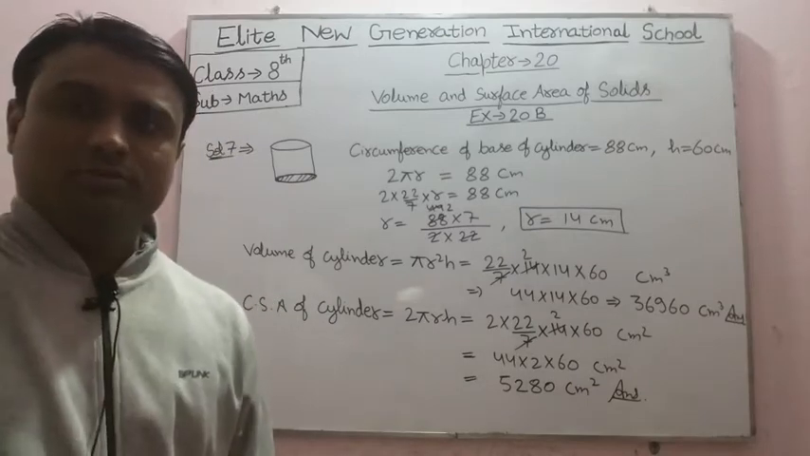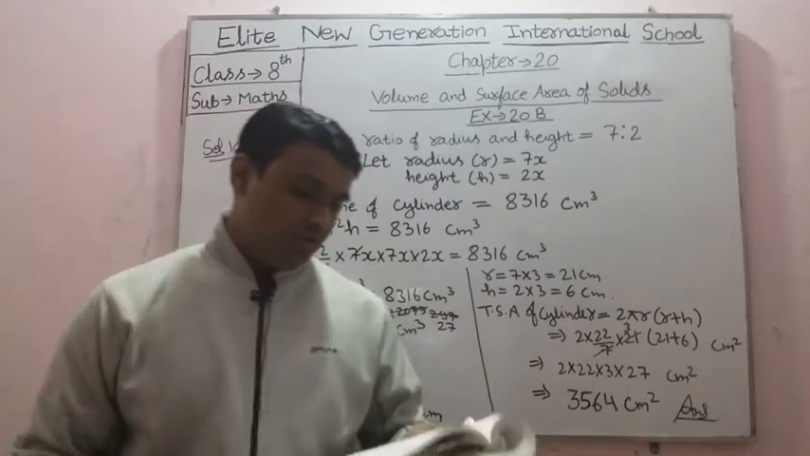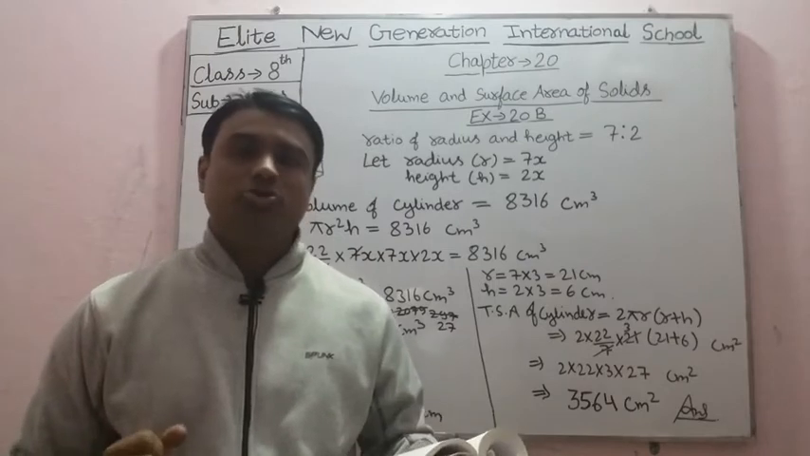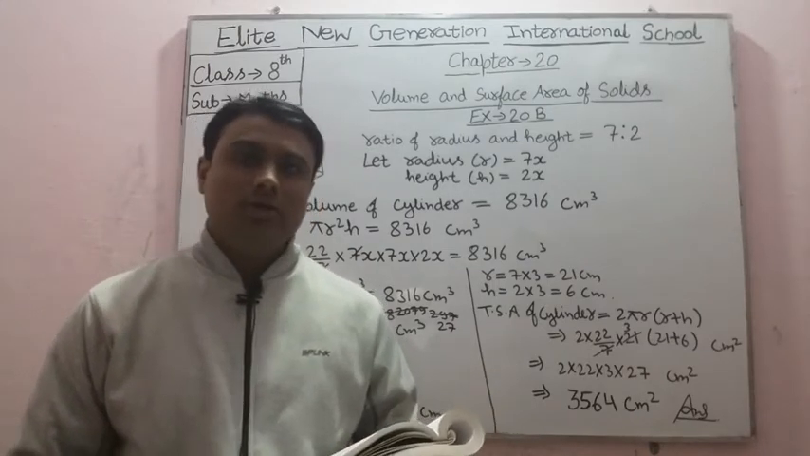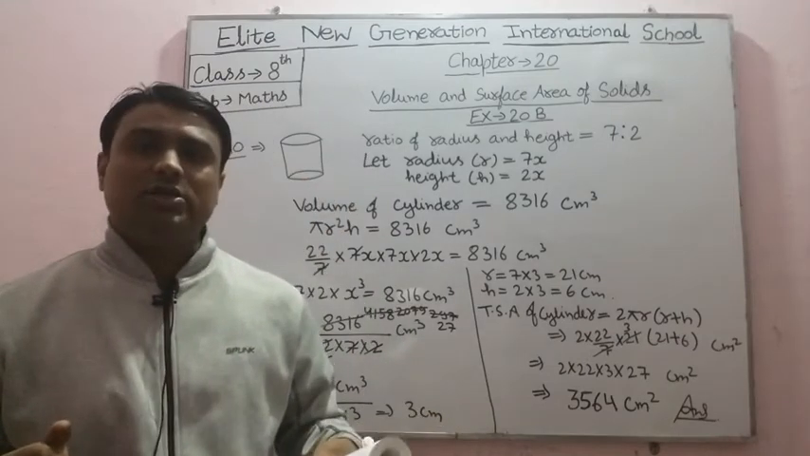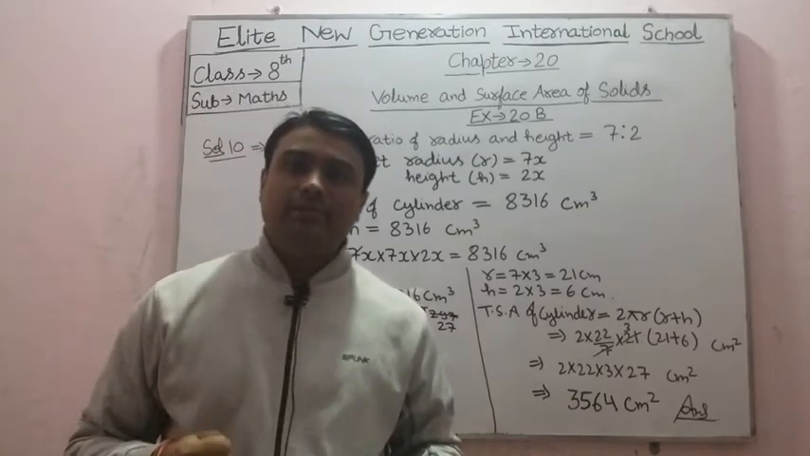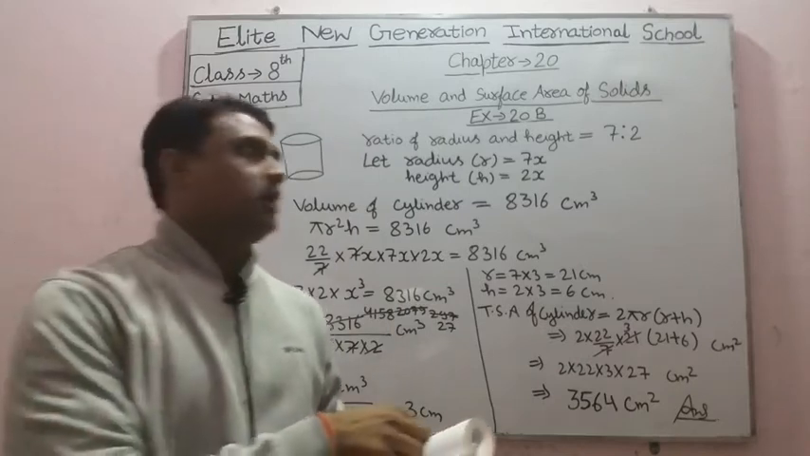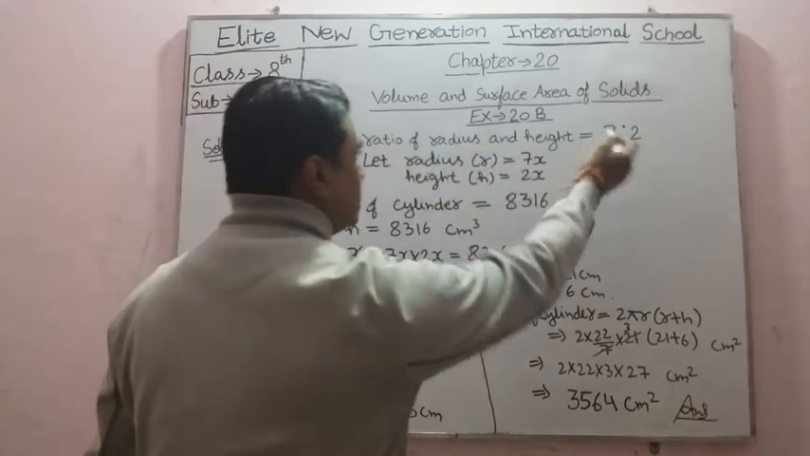Now after this, see the next question, question number 10. In question number 10, the radius and height of a cylinder are in the ratio 7:2. If the volume of the cylinder is 8316 centimeter cube, then find the total surface area of the cylinder. So here we are given the ratio of radius and height and the volume of the cylinder, and we have to find its total surface area.